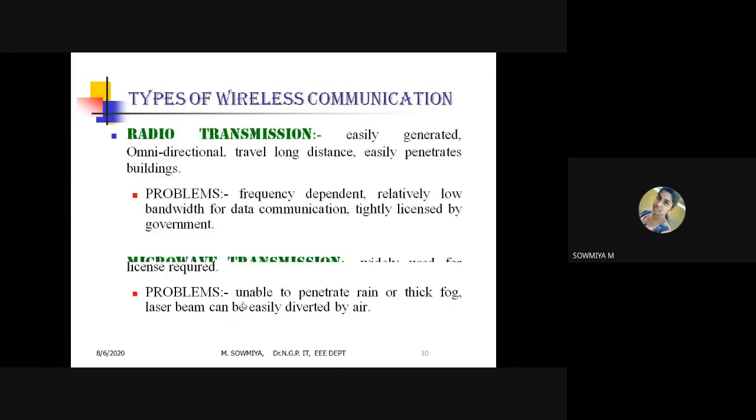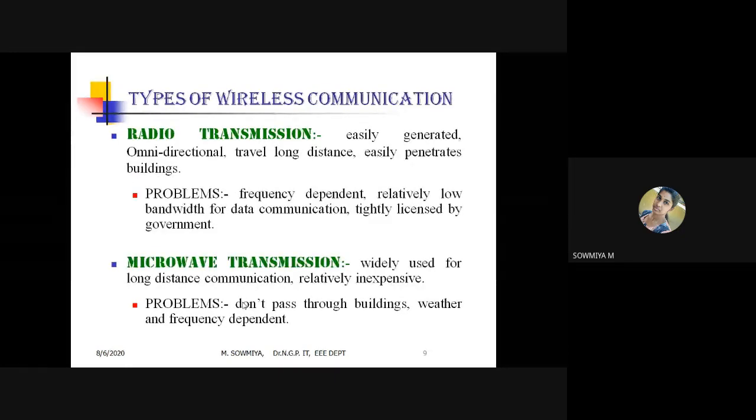Every sector is somewhat equally divided, with some ups and downs in the advantages and disadvantages. In the case of radio transmission, it is easily generated, it travels very long distances, it easily penetrates into buildings, and it travels in an omnidirectional way. As I told you before, it is equally shared with problems also.